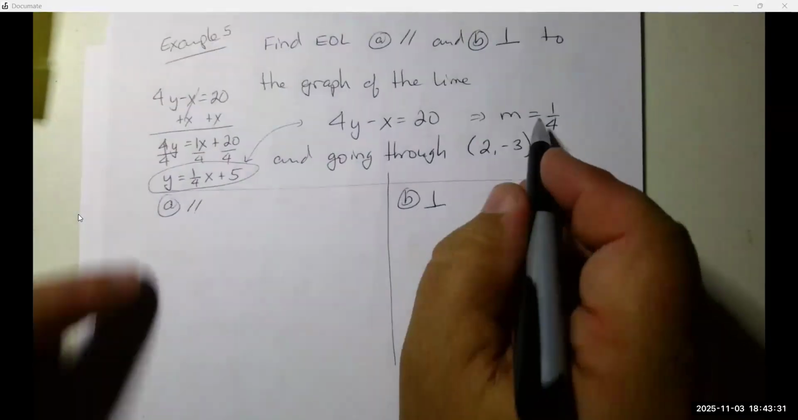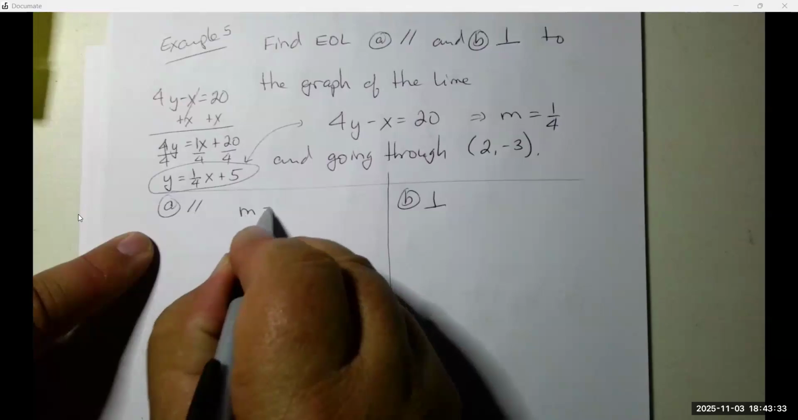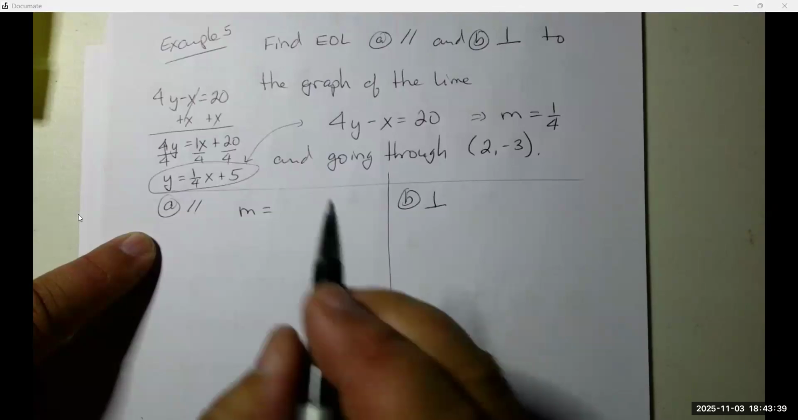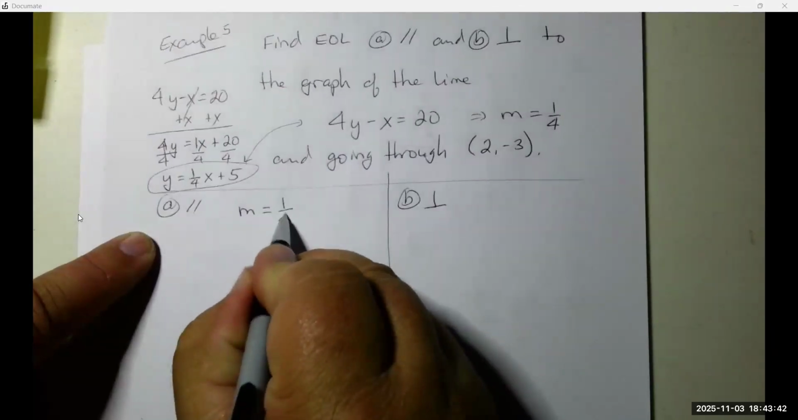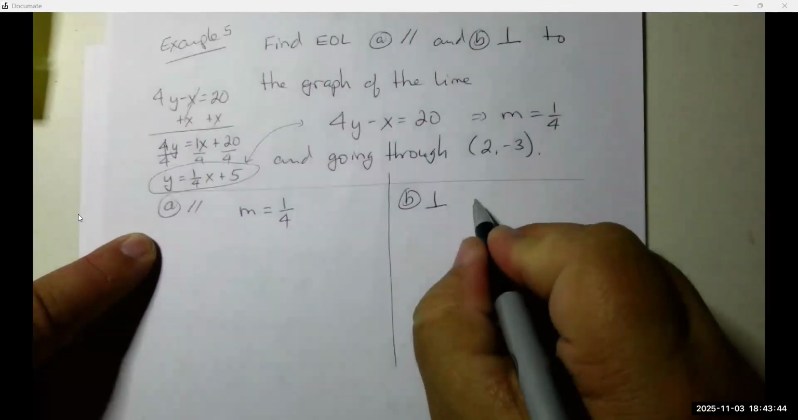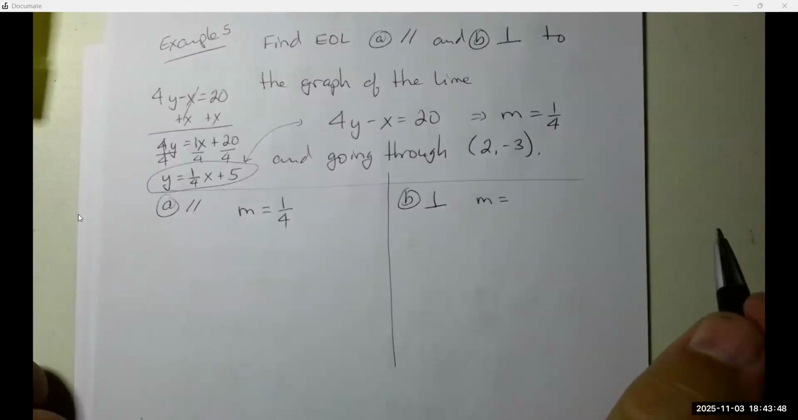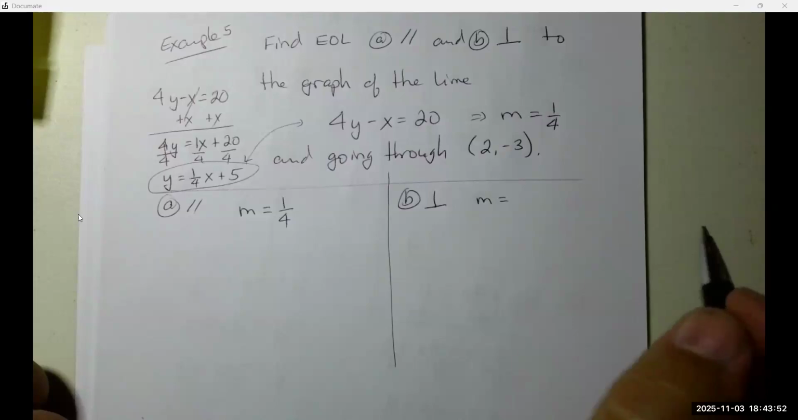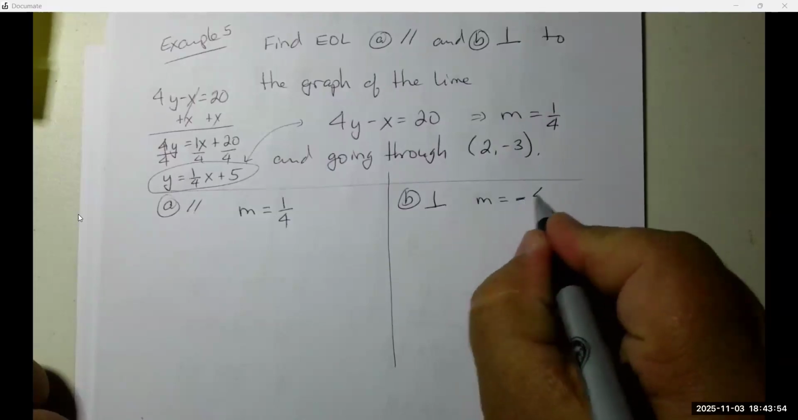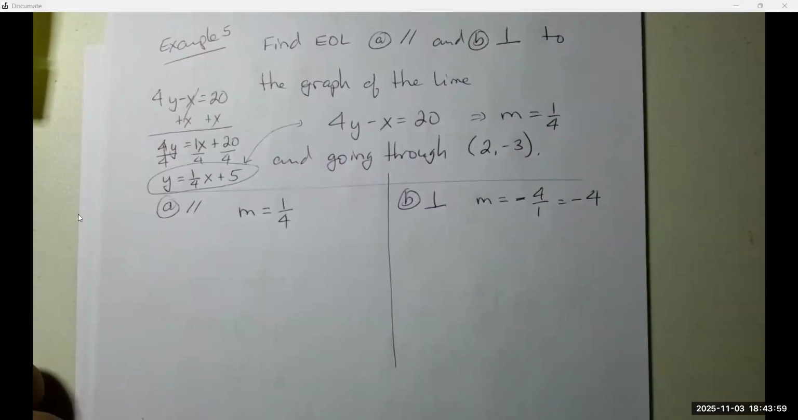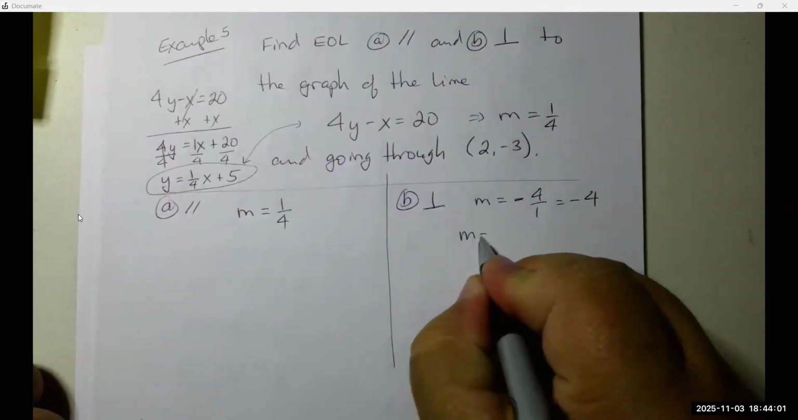So if that's our slope, what's our slope parallel? It's going to be equal. Yep, it's going to be the same thing. It's going to be 1/4. What's going to be the slope perpendicular? Negative 4 over 1. Change the sign and flip the number. So it's negative 4.